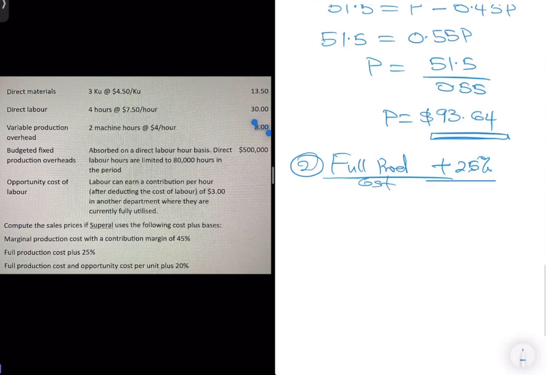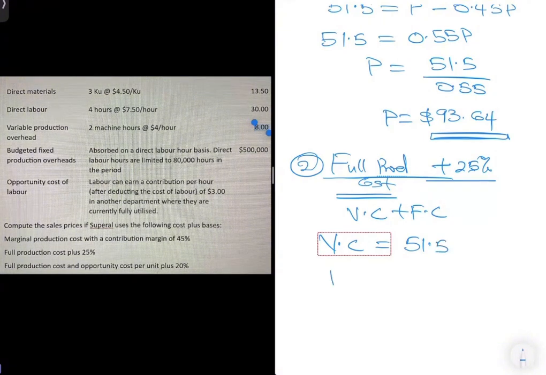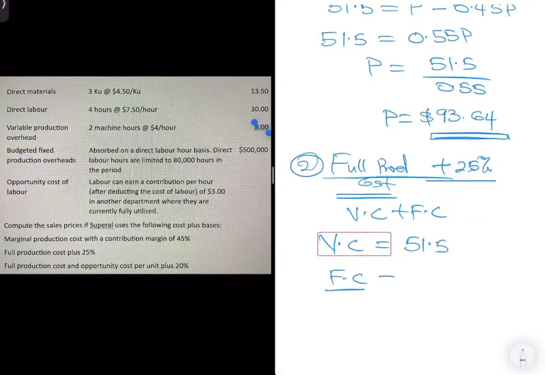So what is full production cost? That's all we need to calculate. Full production cost is variable cost plus fixed cost. We already know that our variable cost is 51.5, so we need to calculate fixed cost. So guys, what's fixed cost per unit? Quickly.